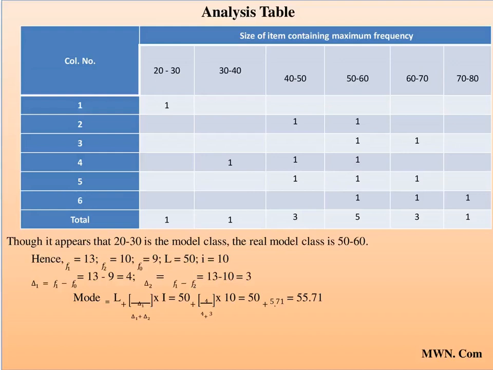Then you should find out in the first column only one, that is for 20 to 30. The second column is meant for 40 to 50 and 50 to 60. The third column is for 50 to 60 and 60 to 70. Fourth column 30 to 50, 40 to 50, then 50 to 60. Like that you have to make it, and finally find the total. In 50 to 60 alone, the total 5 is recorded. Hence, the modal class interval should be 50 to 60.